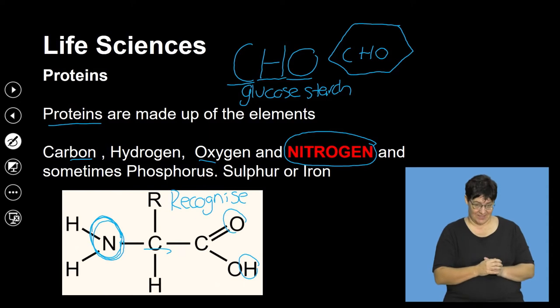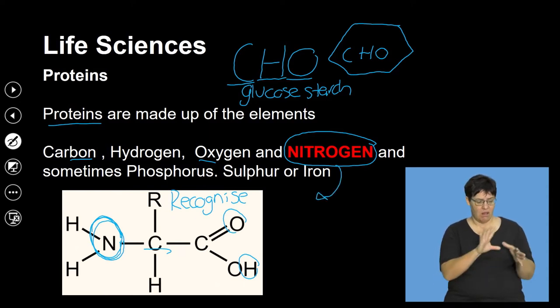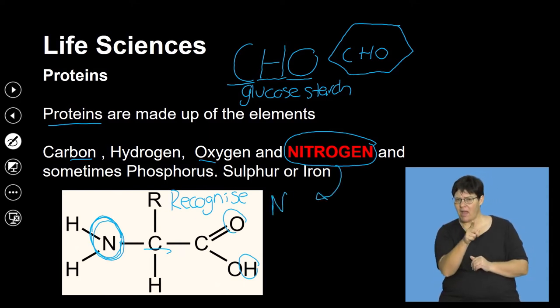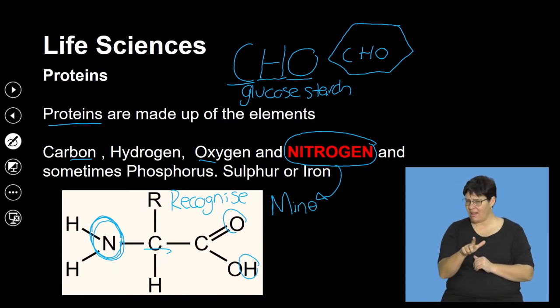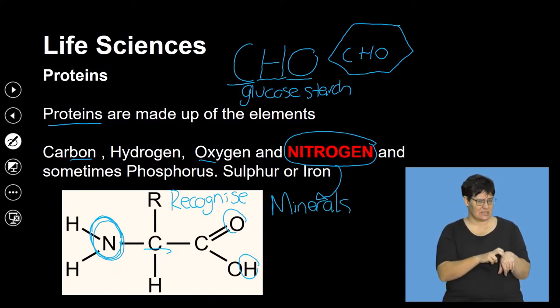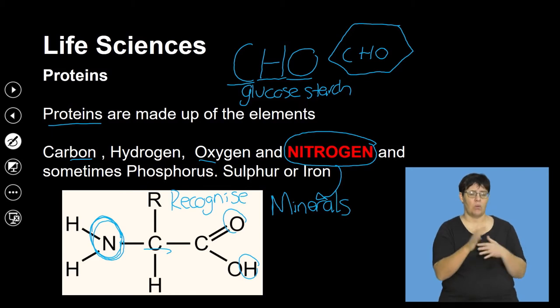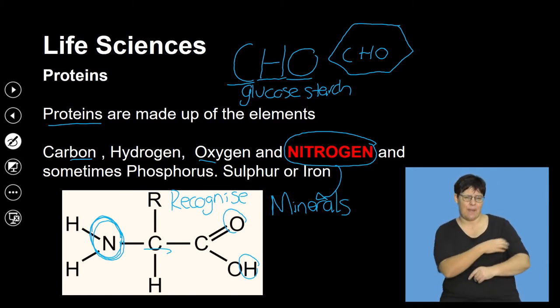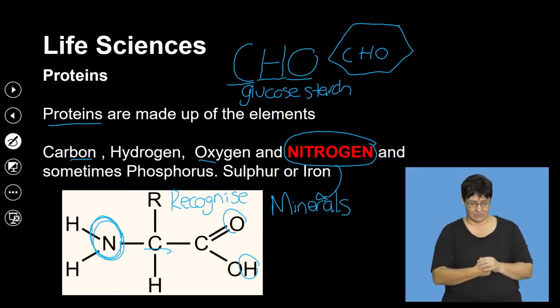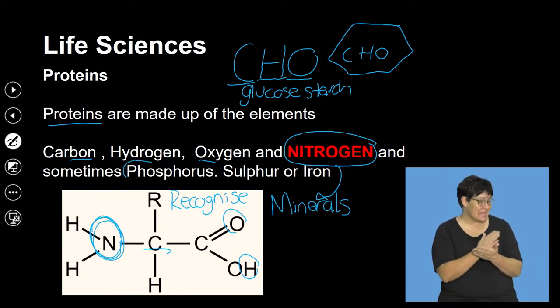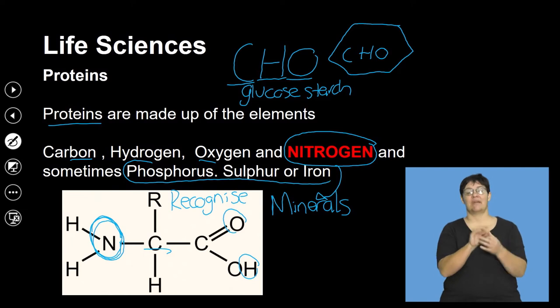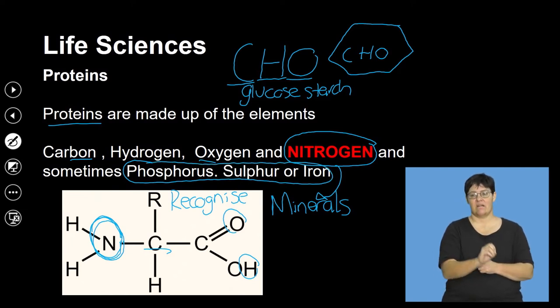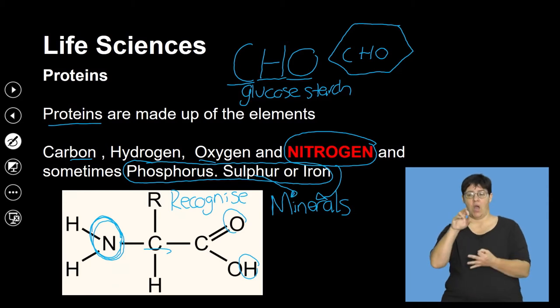Now, if you remember, what are you going to link nitrogen to? Can you remember your minerals? What did we need nitrogen for? To build proteins, to build DNA, muscles, etc. Sometimes proteins can also have sulfur, phosphorus, or iron. And once again, what were those part of? The minerals.